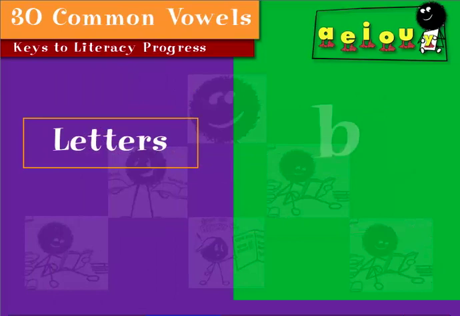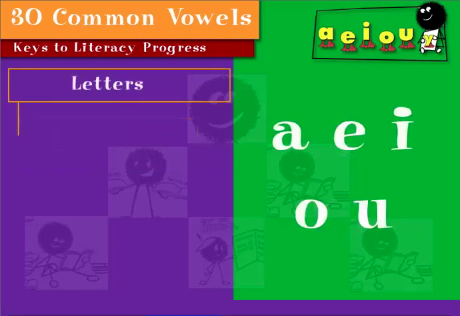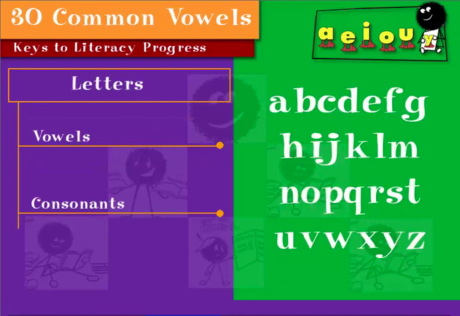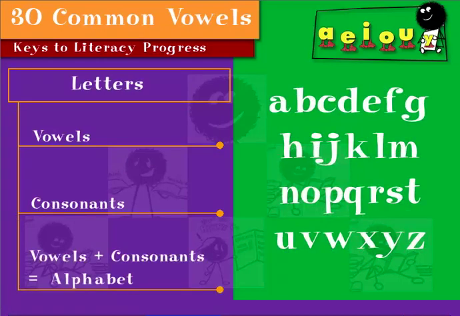Letters have names like B and M and sounds like B and M. Some letters are vowels and others are consonants. Vowels plus consonants make the alphabet.